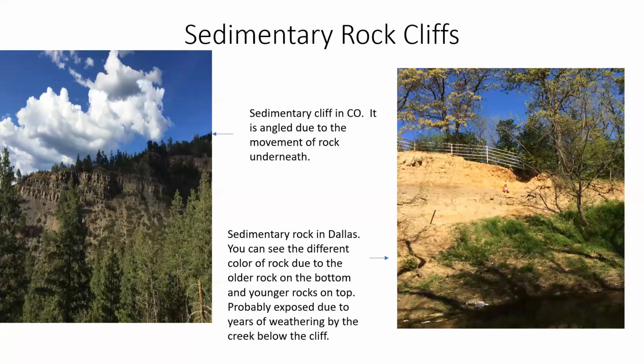And this picture on the right is in Dallas. You can see the different color of rock due to the older rock on bottom and younger rocks on top. The younger rock is lighter and the older rock gets darker there in the middle and more reddish. And this cliff is probably exposed due to the years of weathering by the creek below the cliff. It's kind of hard to see, but it's in the shadows here on the bottom. And it was really cool to see how the cliff is exposed due to the flowing of the creek over time.